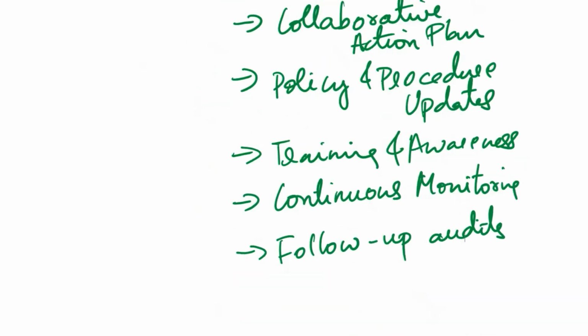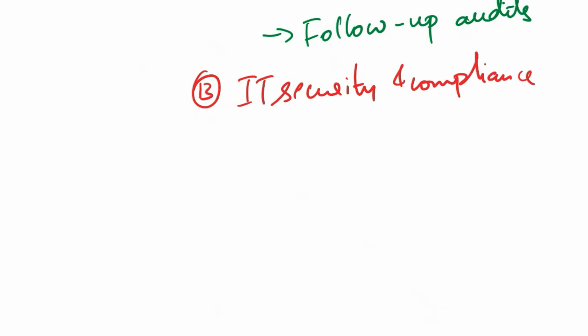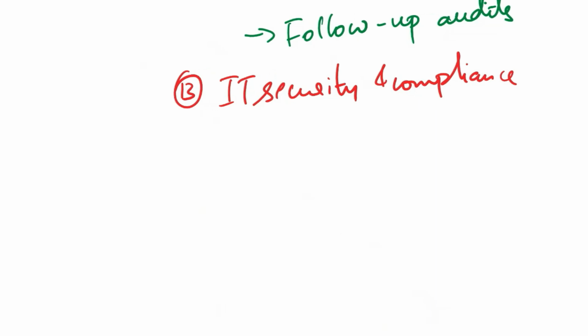Let's go to the next question. What strategies do you use to monitor and report on IT security and compliance? And how do you communicate audit findings to stakeholders and senior management? So, monitoring and reporting on IT security and compliance involves a combination of strategic planning, effective tools, and clear communication.